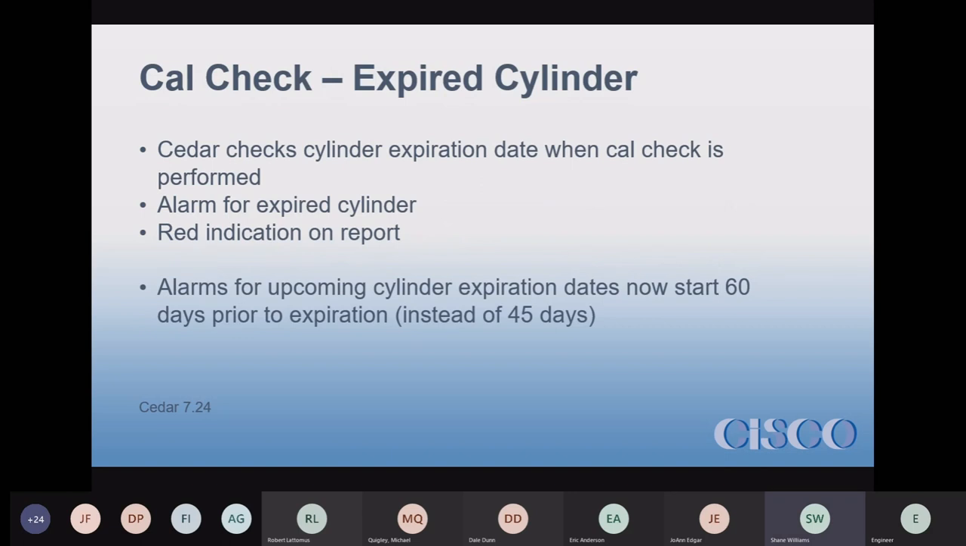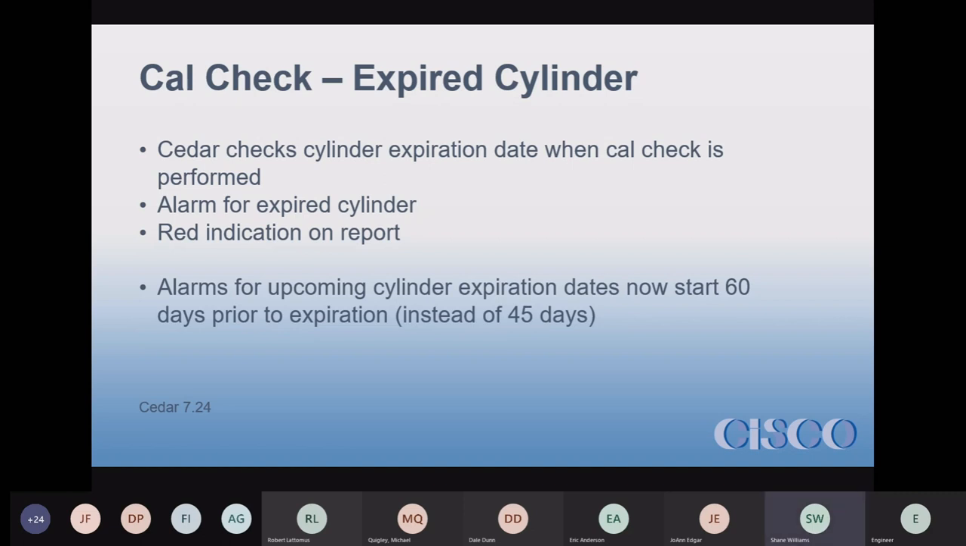Next, how checks expired cylinders. I think I already covered this one while we were waiting for the slide to come up. One thing that is on the slide here is, if you print the count report and you have color turned on, the color is turned off. There's an option for that.